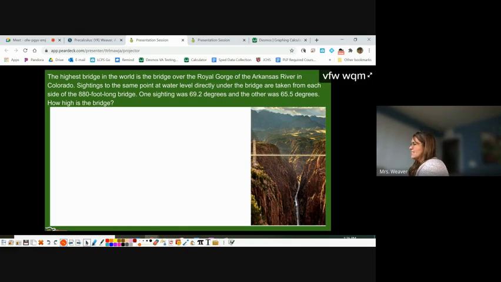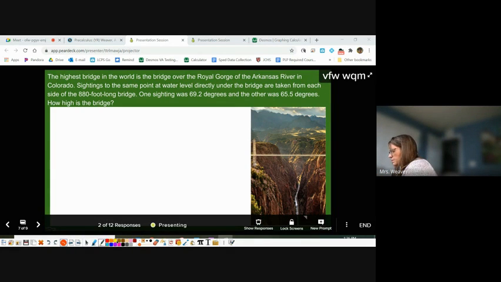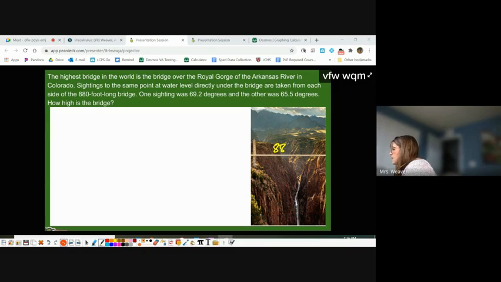Okay. It says the highest bridge in the world, and this is actually a picture of it. True story. The highest bridge in the world is the bridge over the Royal Gorge of the Arkansas River in Colorado. Sightings to the same point at water level directly under the bridge are taken from each side of the 880-foot-long bridge. Okay, let's process the information. The bridge is 880 feet long. Yellow works great to write on here. So it says from either side of the bridge, they're making sightings to the same point on the water. Oops, that is such a mess. Let me undo that.